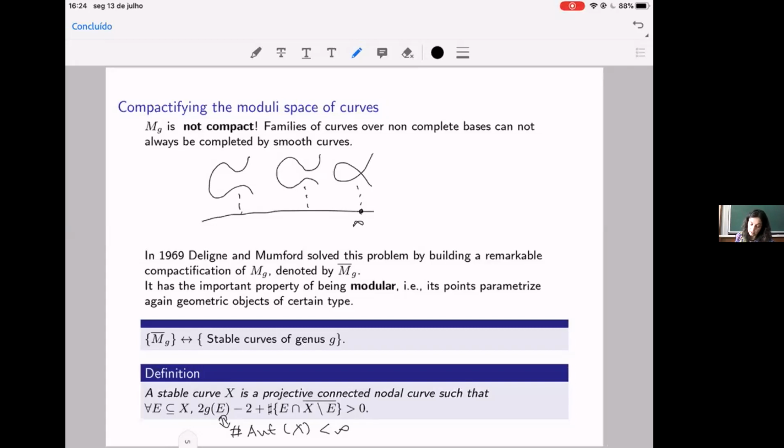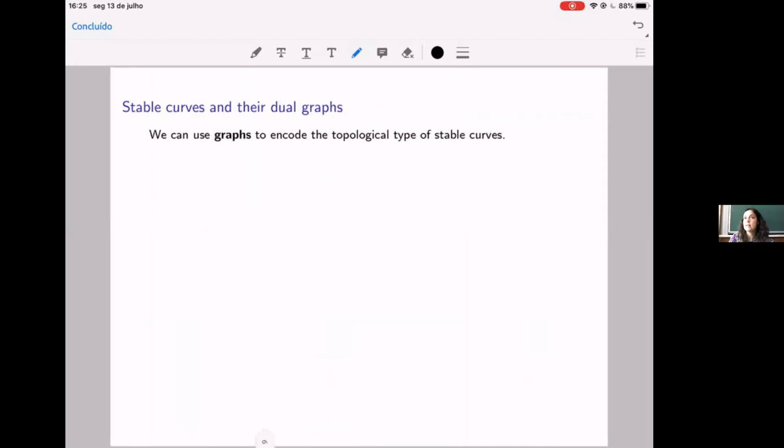Okay, and now we start to see something which may be more tropical, which is that these stable curves, the curves that we find in the boundary of M_g bar, their topology can be encoded using graphs. So we can use graphs to encode the topological type of stable curves, and this is what I want to describe now. So how do you do this? Is there some question?